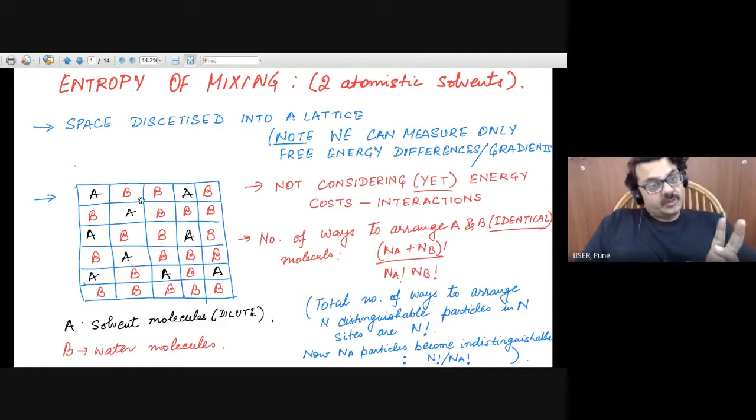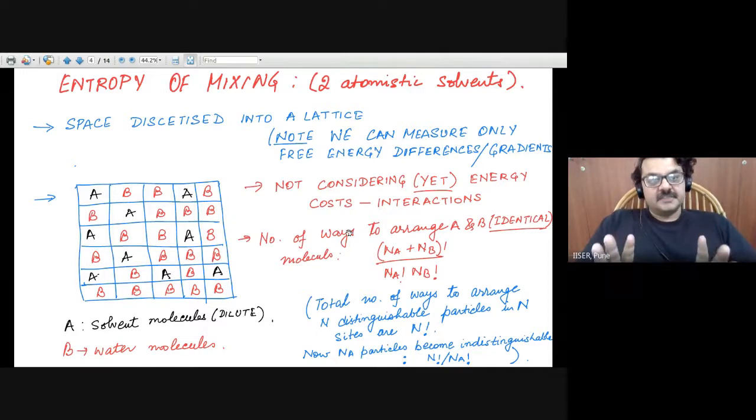Suppose you took a smaller volume of the configuration space. It won't matter, because we can measure only free energy differences and gradients. So that's what we can measure. If you take smaller volumes for each constituent, it is going to finally cancel out. Okay. And the first thing we are going to discuss is entropy. So initially we're not going to discuss energy cost or interactions. We're going to introduce it, of course, when we discuss free energy.